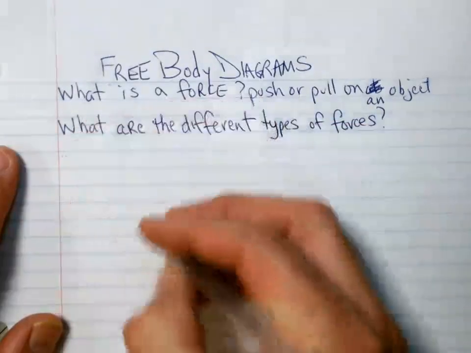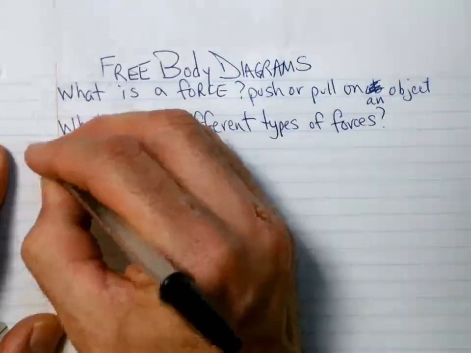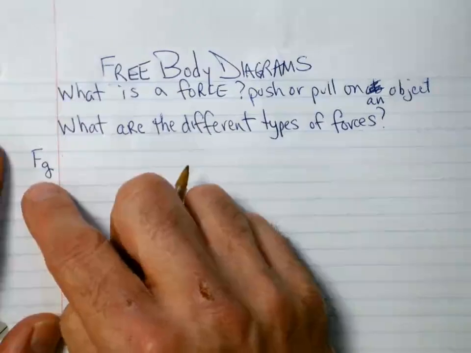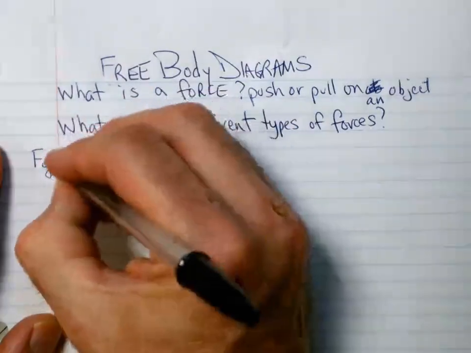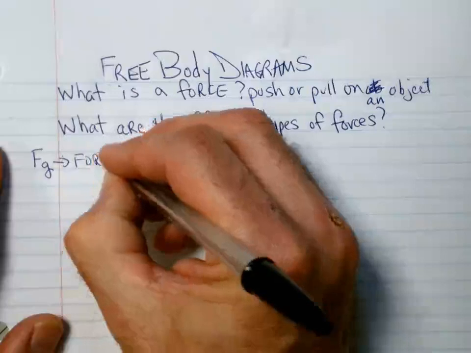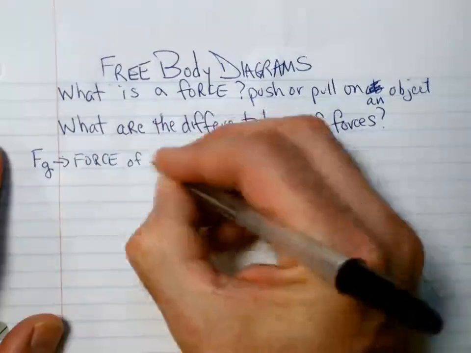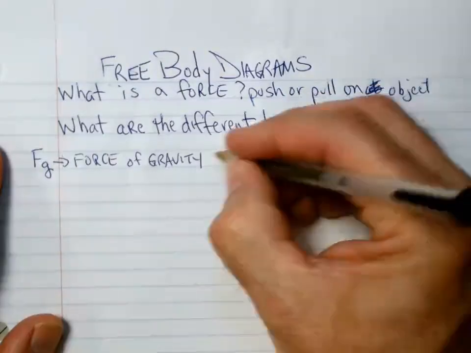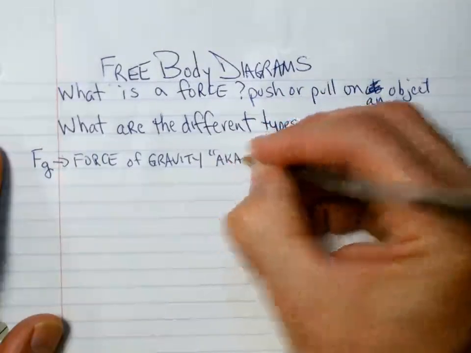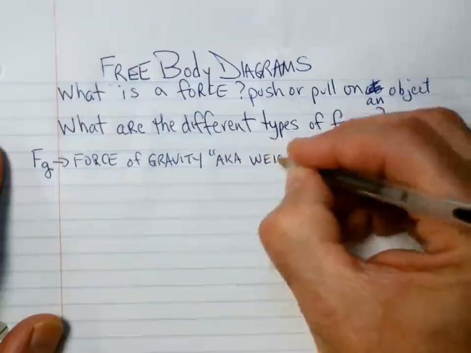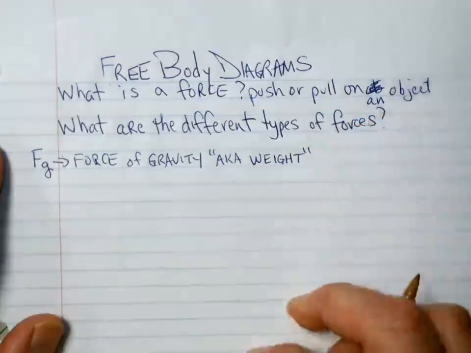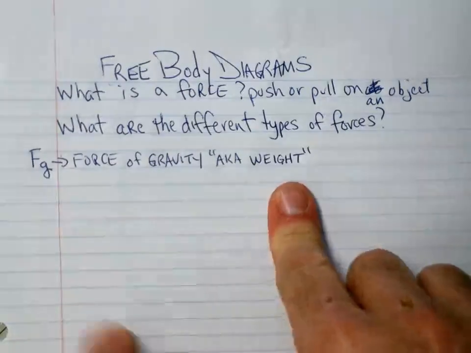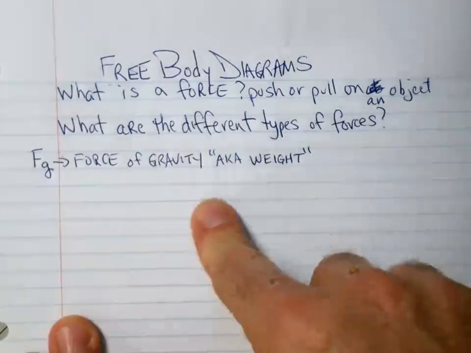All right, so the first force that we're going to talk about is the force of gravity, and its symbol is capital F with a little g as a subscript. This force is the force of gravity, and it's got another name, which is weight, also known as weight. So weight is the common language word. Force of gravity is what I want to call it.